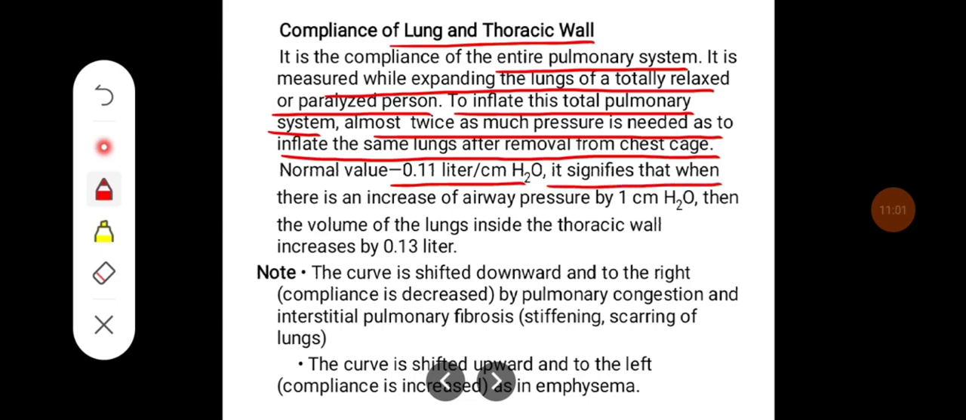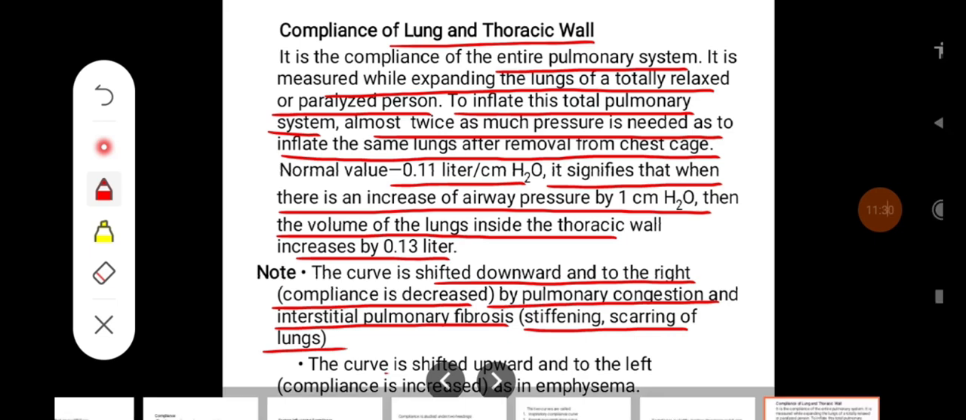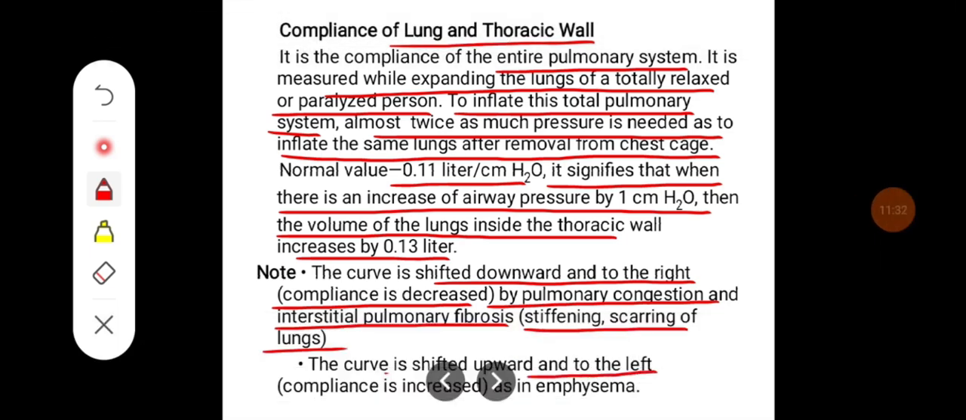It signifies that when there is an increase in airway pressure by 1 centimeter of water, the volume of the lungs inside the thoracic wall increases by 0.13 liter. Note that the curve is shifted downwards and to the right, that is, compliance is reduced by pulmonary congestion and interstitial lung fibrosis or pulmonary fibrosis, where there will be stiffening and scarring of the lung tissue. The curve is shifted upwards and to the left in emphysema, where we say the compliance is increased.